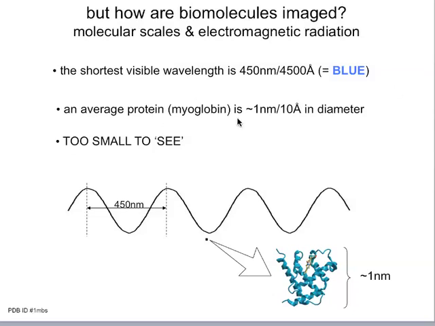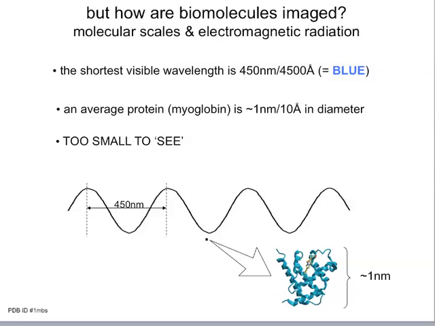Our average protein, let's use myoglobin since we've been using myoglobin as an example for other things so far, is about a nanometer in diameter, or 10 angstroms in diameter. So if we compare that, we see that there's the wavelength of some blue light relative to the diameter of the protein, and we see that the diameter of the protein is way smaller than the Abbe limit, so we can't use visible radiation to interrogate proteins.